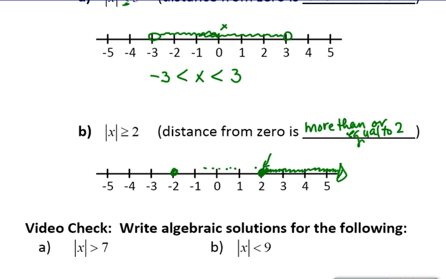Same thing to the left. This is exactly 2 away. The ones that are more than 2, this is 3 away, 4 away, 5 away, are going this direction right there. So I have this look. So when I express it algebraically, I have that these are my x's. The x's are less than -2, or on the right side, here's my x's, the x is greater than +2.